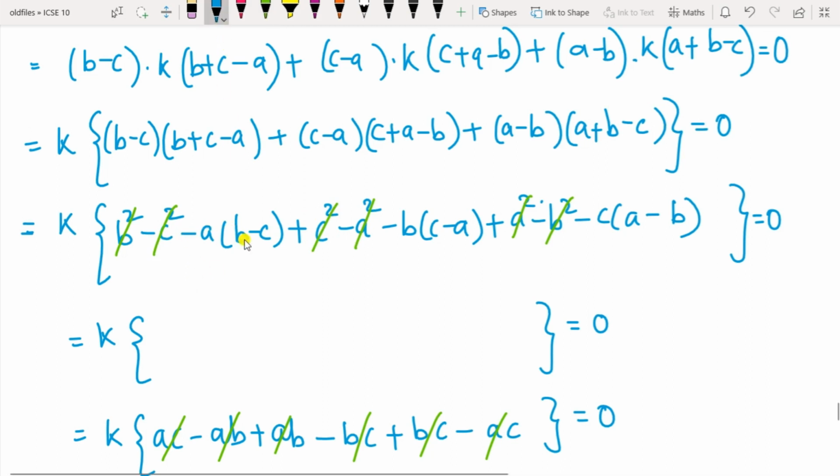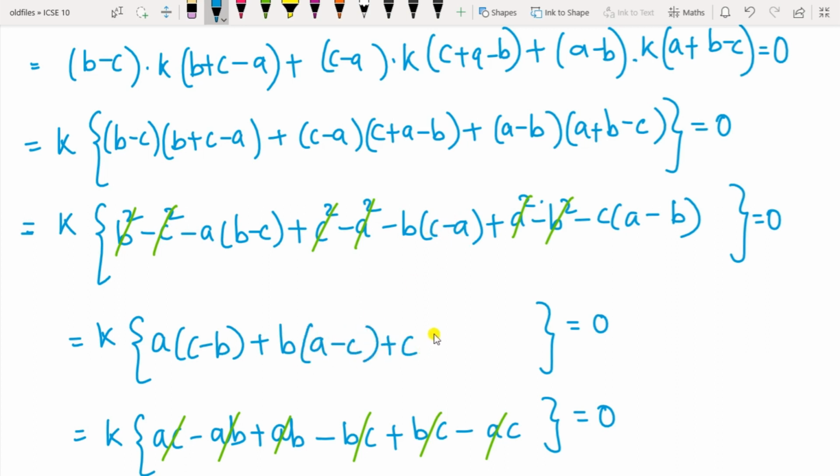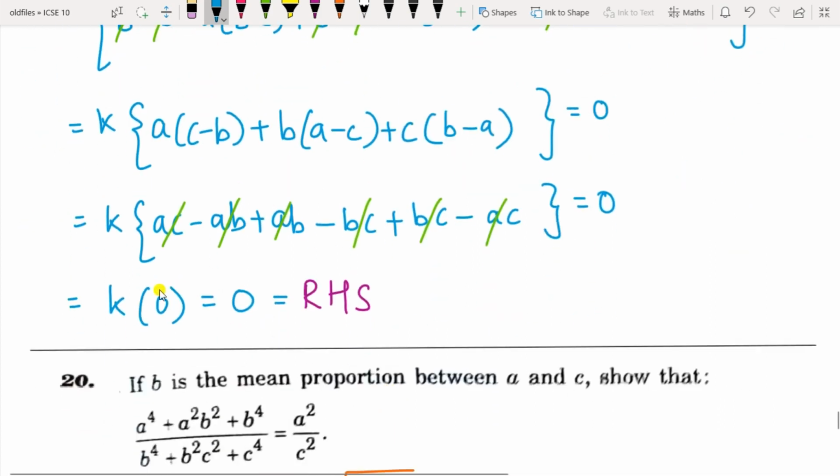And if you take this negative sign inside, it will now become a(c minus b) plus b. Here also you have to write inversely. So you have to write a minus c plus c. This will be b minus a. And if you open this bracket, these will be the terms and they will also get cancelled. So you have 0. So k into 0 is 0, and that was your RHS. Hence proved.